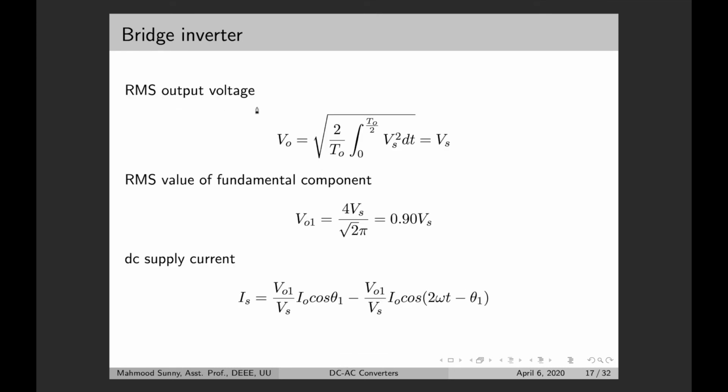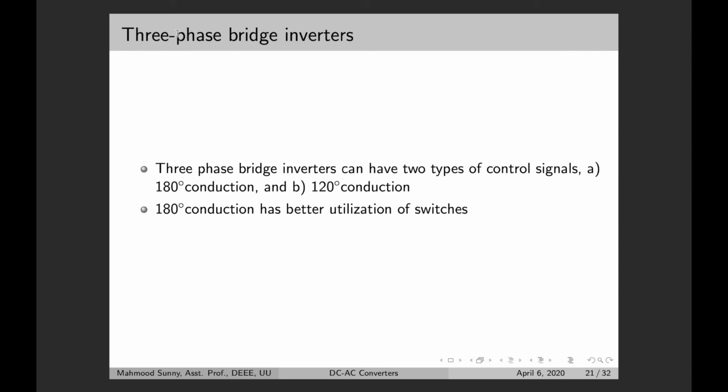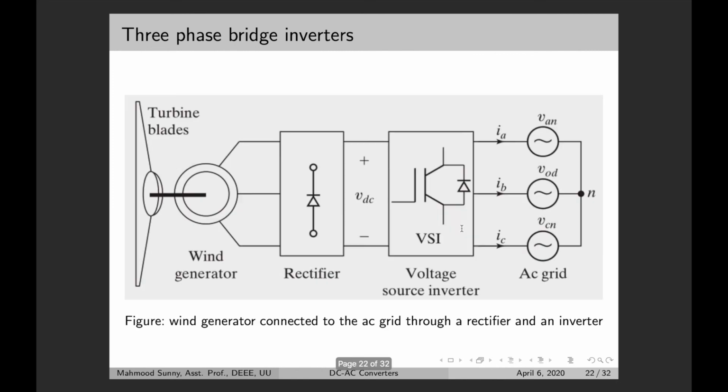The RMS output voltage would be equal to the RMS supply voltage, and the fundamental component would be 90% of the supply voltage. Now we will look into three-phase bridge inverters. Three-phase bridge inverters can have two types of control signals: 180-degree conduction and 120-degree conduction. However, 180-degree conduction has better utilization of switches.